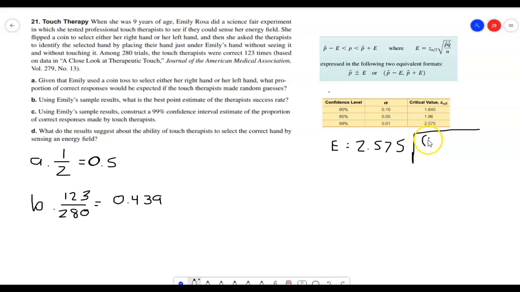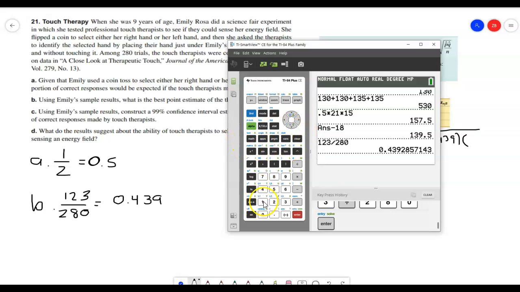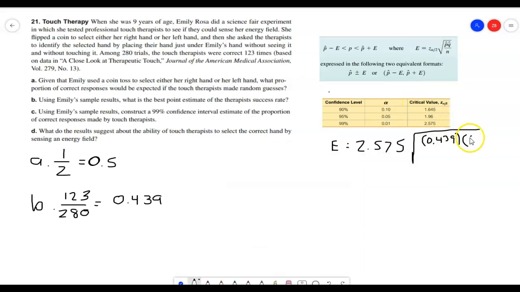So that's 0.439 times the failure proportion. So that's just going to be 1 minus that. So if I do my calculator, I do 1 minus that last answer there. So that's 0.561, all over our sample size, which in this case is 280.